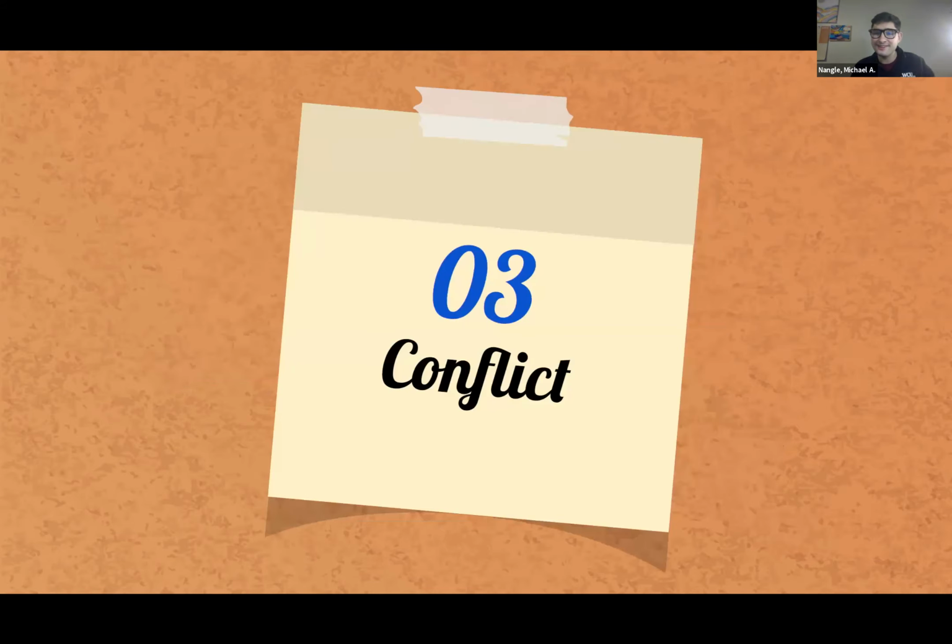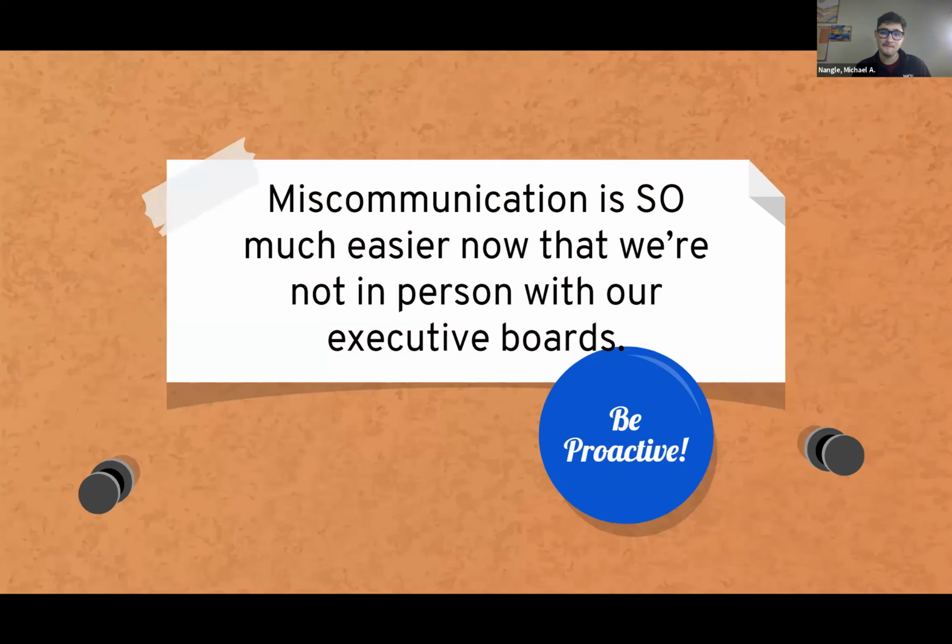3, conflict. I'm not going to be diving too far into this because usually if there's conflict in an organization, then it's going to be very specific, but I'll touch on that a little bit at the end. Again, as I mentioned earlier, miscommunication is so much easier now that we're not in person with our executive boards. We're missing those visual cues. It's a lot easier to not be paying attention. Words can just be taken out of context if you're focusing in and out. It's very easy to fade in and out in a Zoom call.